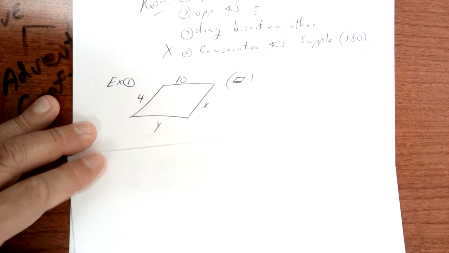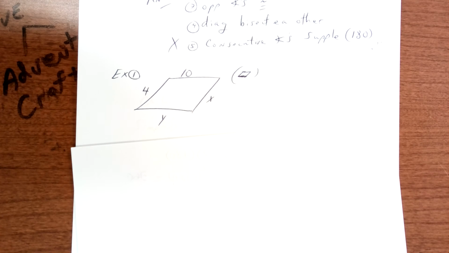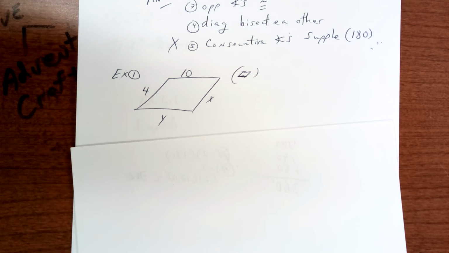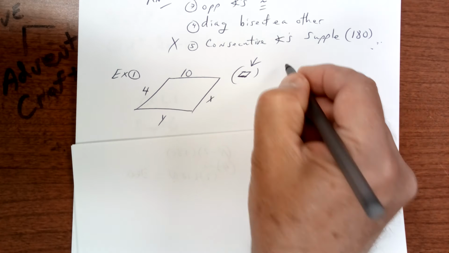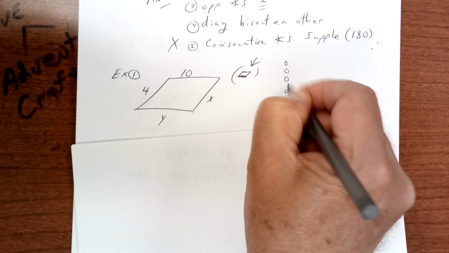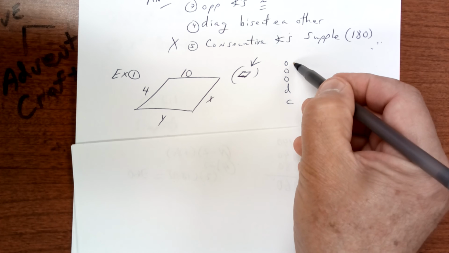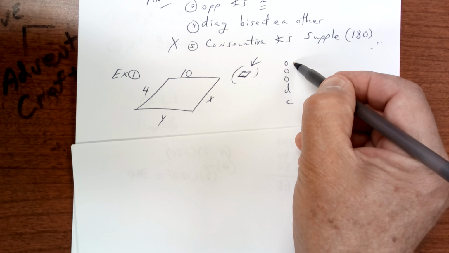All right, let's take a look at it. So on this one right here, and it's a little washy, so let me get a little darker here, sorry. All right, so on this one right here, it is a parallelogram. So you got 5 properties. O, O, O, D, C. Opposite angles are congruent. Opposite sides are parallel.